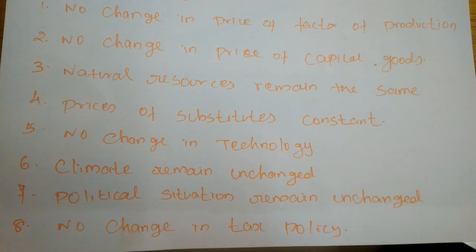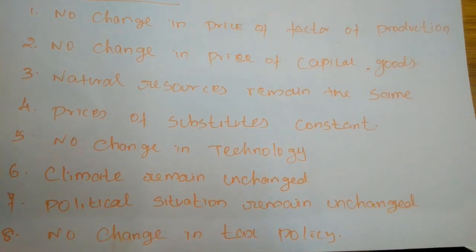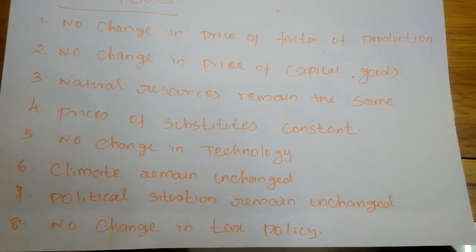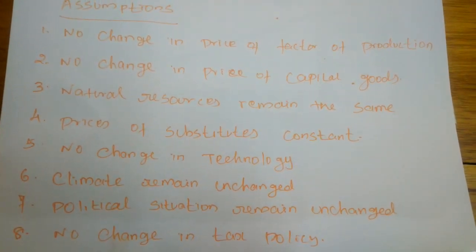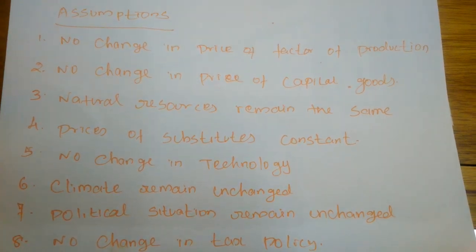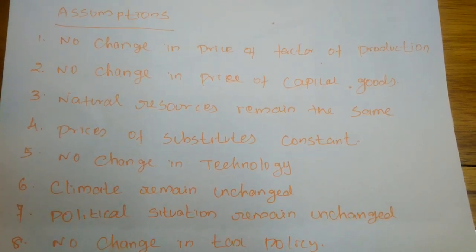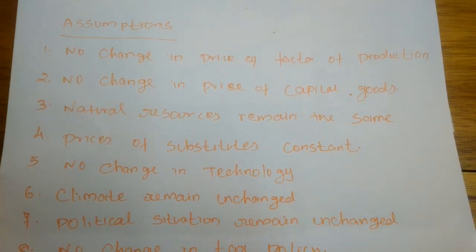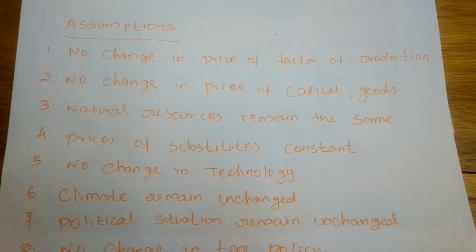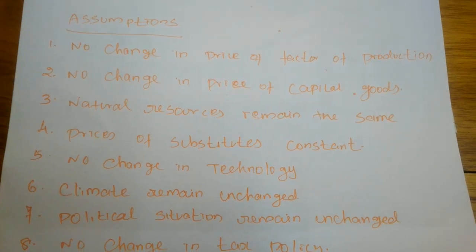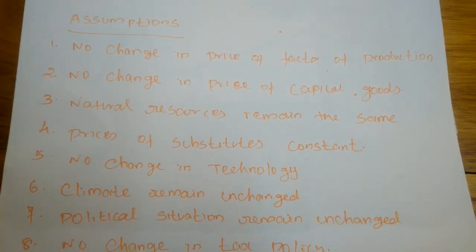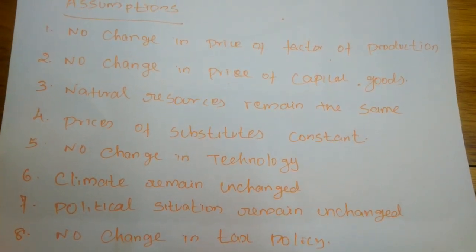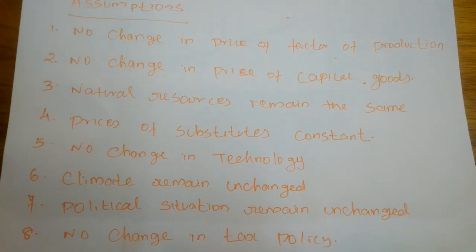Next, political situations remain unchanged. On the basis of the political situations also, the supply of a commodity will be affected. Sometimes a party may decrease the price of a commodity, but within the next 5 years some other party will come to rule and they will increase the price of that commodity. And they will impose low tax and high tax on any of the commodities. So there is no change in the political situations.